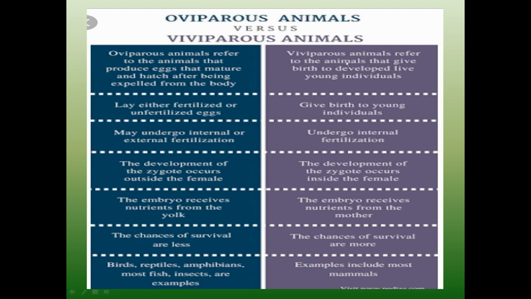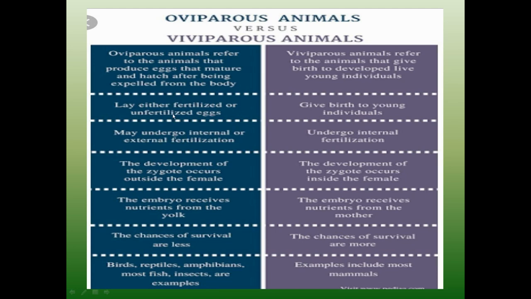However, viviparous animals give birth to live young individuals. That is very, very important. They give birth to the young one, and oviparous animals lay eggs, either fertilized or unfertilized. This is a very important point: oviparous animals can lay the egg either in a fertilized stage or in an unfertilized stage. In viviparous animals, the organism gives birth to the young one.